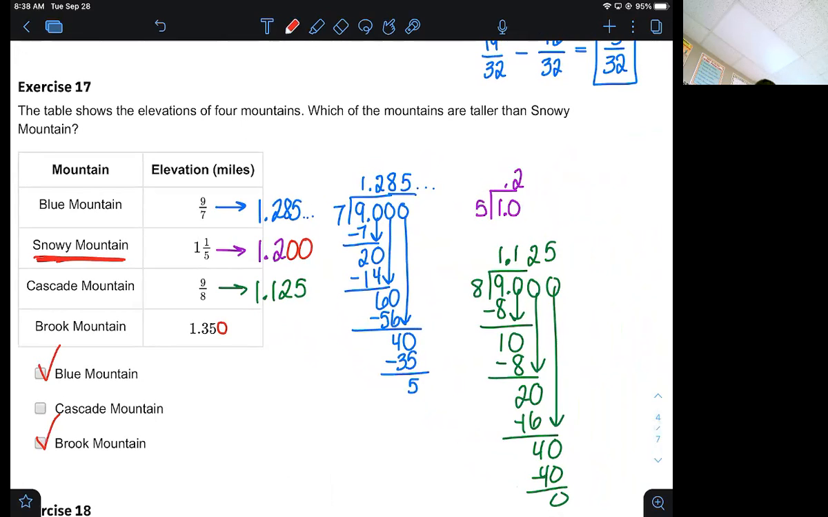And really, when I'm comparing decimals, I only have to look at 1 decimal place in this one. The 3, 1.3 is bigger than 1.1, 1.2, and 1.2. So I know this one's not only bigger, it's the tallest. It's the tallest one up here. So I'm going to check Blue Mountain and Brook Mountain as the two mountains taller than Snowy Mountain.